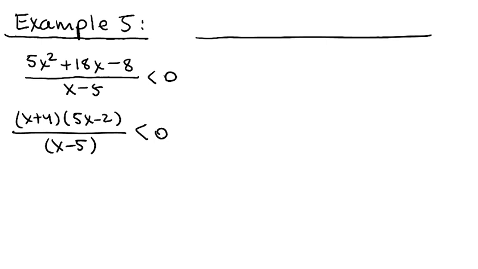Okay, so the zeros in the numerator are going to be x equals -4, and wherever 5x minus 2 equals 0. Maybe you see what it's going to be, or maybe you need to do a little bit of algebra. So x equals 2 divided by 5, which is like 0.4. So I'll just label that 0.4. And then the zero of the denominator is going to be x equals 5. Okay, so I've got my number line set up. I'm ready to test points. I'm ready to get a solution.